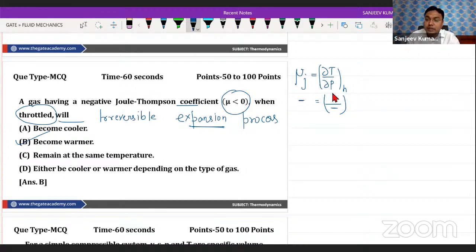Temperature change should be positive or negative, so that on the left hand side we get a negative sign? To get this negative sign, the temperature change should be plus, right? Then plus divided by minus, we are getting minus, correct? That means temperature is increasing. If temperature is increasing, then it will become warmer or hot. Okay, got it? Any doubt you can ask me. So this is the idea we are following for writing the value of mu J.